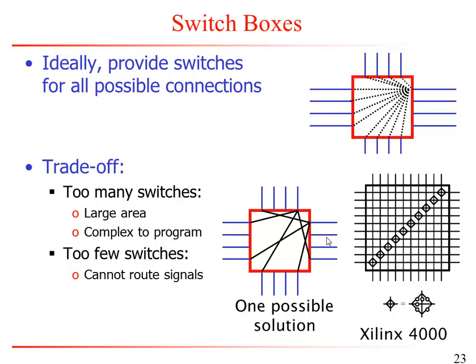In terms of how to populate the switch boxes, obviously if you want to provide full flexibility, it's going to be very expensive. Each of these connections, remember, does require a switch to make it happen, and switches take area, silicon area, so you don't want to do that. And this is the Wilton switch, which is very common in FPGAs. There are some other switch architectures as well, like the Imran switch and so on.